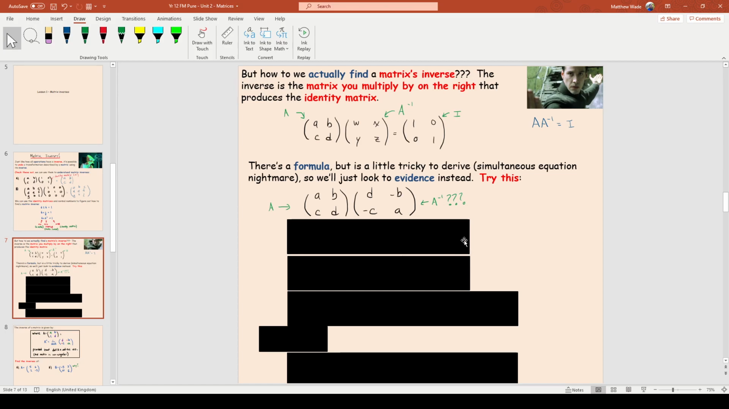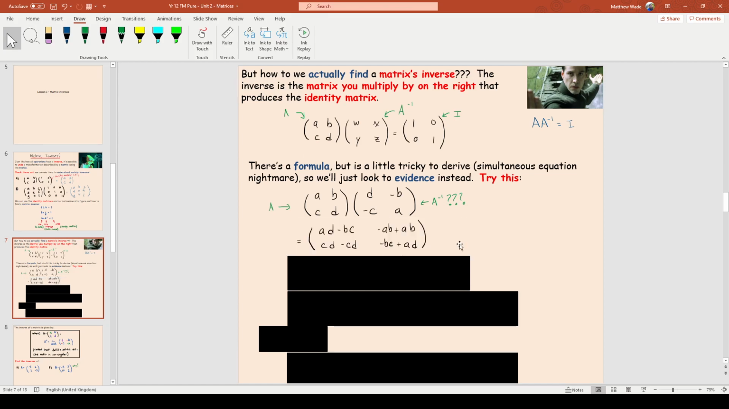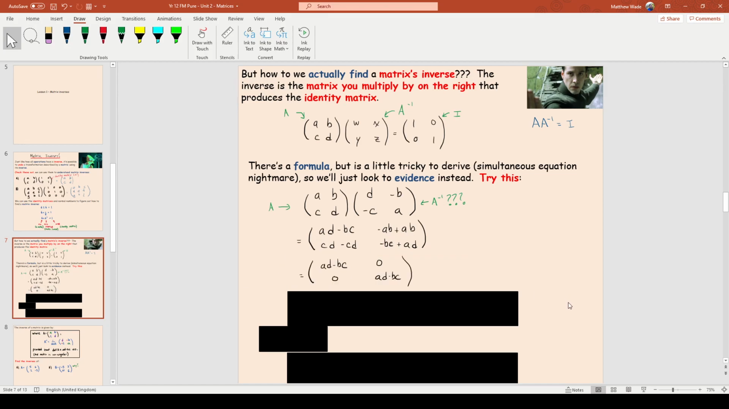Times it out, and you should pause between each step as well. So pause. What happens when you times it out? That's it. It becomes that. Cool. So that's what you get when you times it out in terms of algebra. But the thing is, though, AD minus BC, nothing special there. Minus AB plus AB, that's 0. CD minus CD, well, that's 0 as well. So you end up with that.